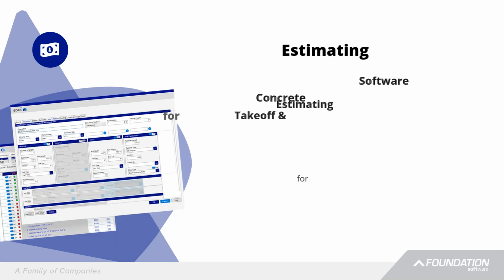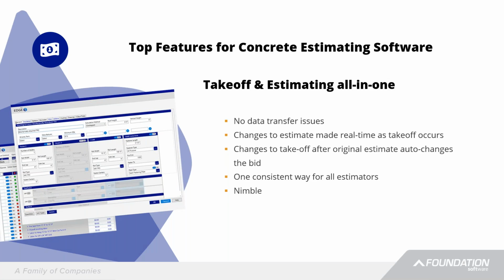A little bit about the estimating software itself. What I mean by all-in-one is you can measure, and as you do your measurements, the estimate is being changed real time. So there's no data transfer issues. Changes to the estimate are made real time as you do the takeoff. Even if you make changes to the takeoff afterwards, you get a revised set of prints that automatically updates the bid, so you don't have to worry about resending that measurement information. So it's one consistent way for all the estimators to use, which makes it pretty nimble.